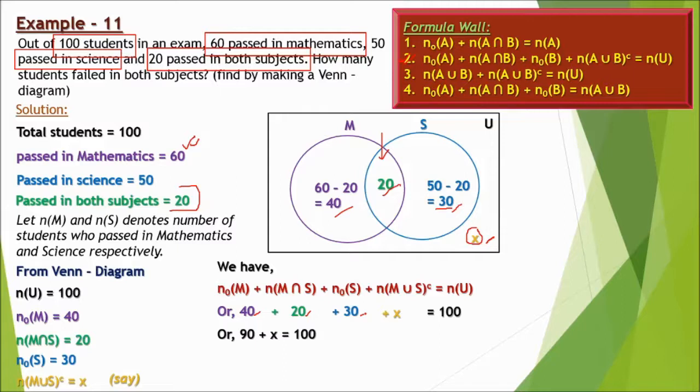So 90 can go to the right hand side and subtract from 100, and we get the value of x as 10. x is equal to 10. So this is the number of students who failed in both subjects. Okay, so it is outside of the circle.